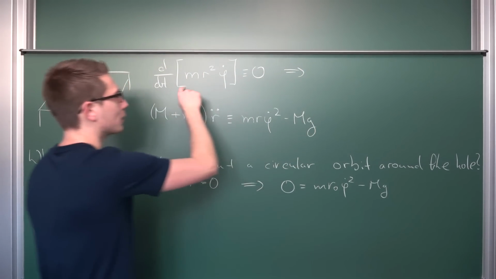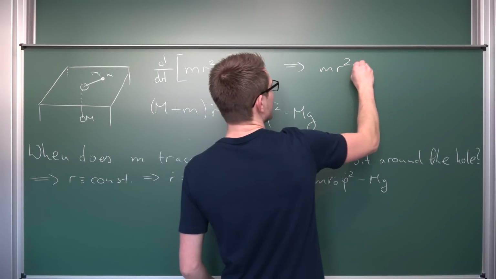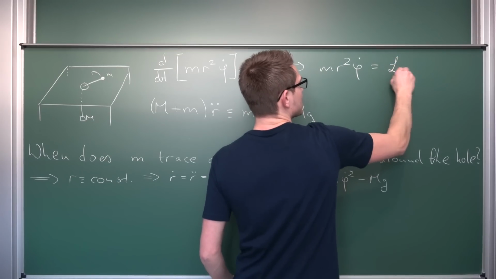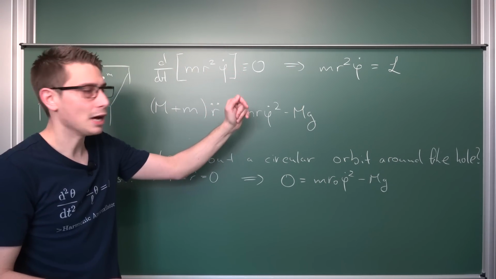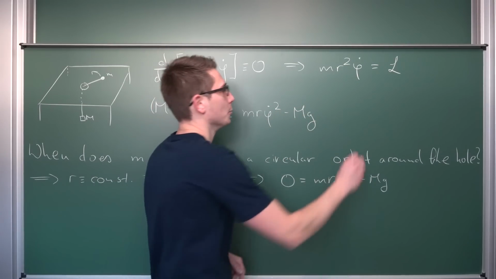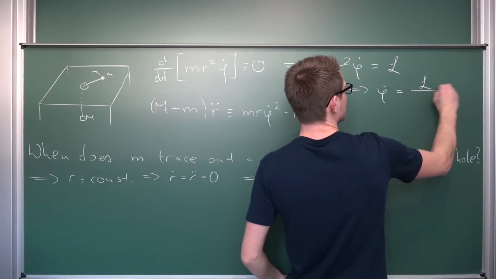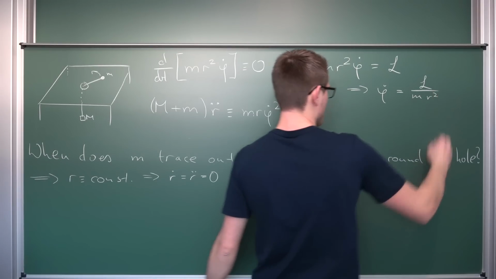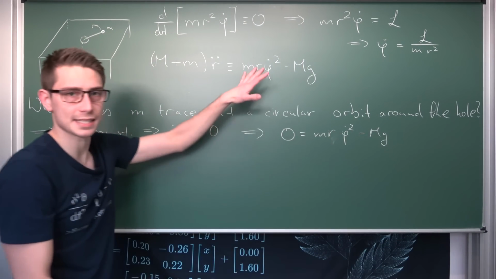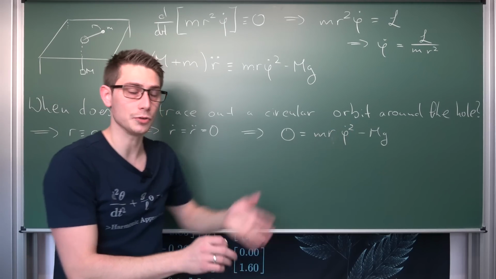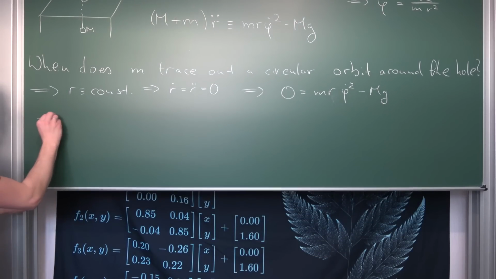Meaning overall, we differentiate with respect to time. This is going to lead to m r squared phi dot, which is hence nothing but a constant angular momentum L. And now we can basically solve for phi dot, meaning phi dot is hence nothing but L divided by m r squared. And basically, if we put our r back, it's still in the system basically, we are going to give r the new name in a second. We can just plug in our new definition of phi dot.